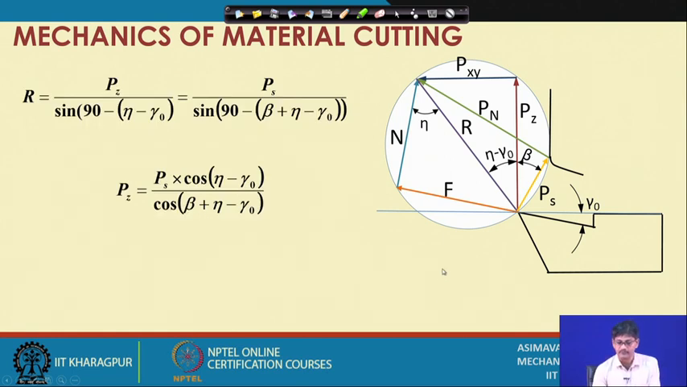First of all, we can establish a relationship between the resultant and some of these components in this manner. We can say the resultant force multiplied by cos(eta minus gamma 0) is equal to Pz. Okay. So how do we establish that? Let's see. This is eta minus gamma 0, and we are writing.